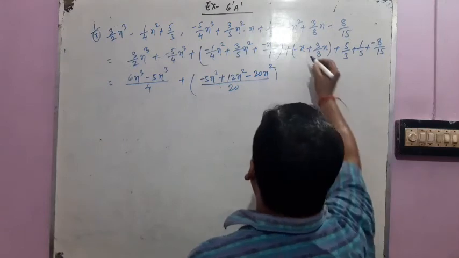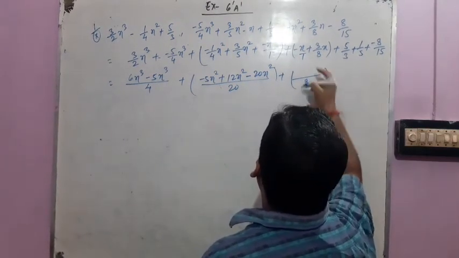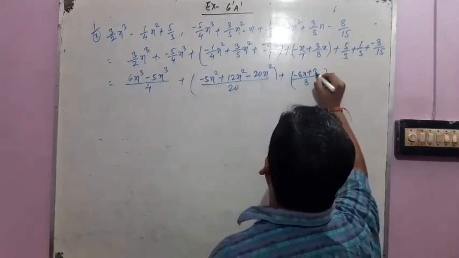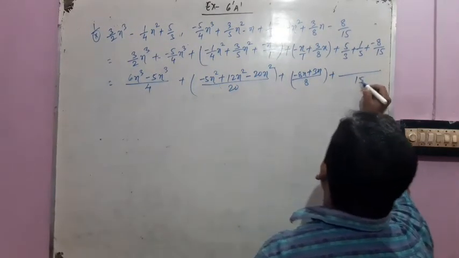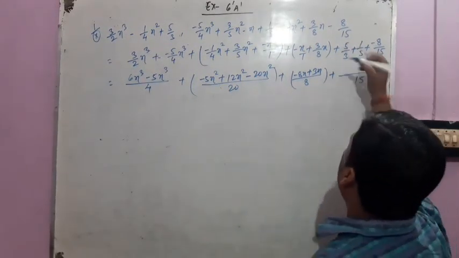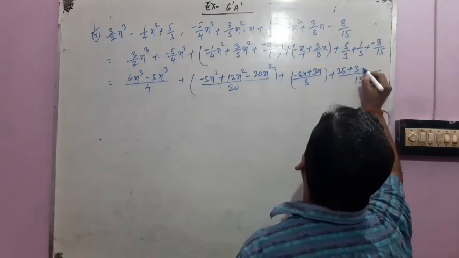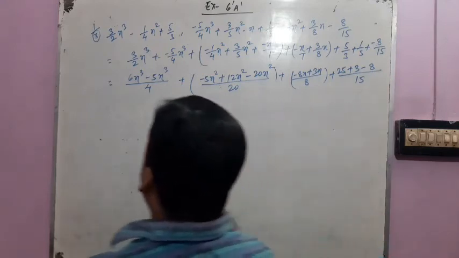Again here take the LCM of 1 and 8. The LCM will be 8. 1 eight is 8, 8x plus 8 ones is 8, that is 3x. Now again take the LCM here. The LCM will be 15. 3 fives are 15. 5 fives are 25. 5 threes are 15. 1 three is 3. Plus minus 8.